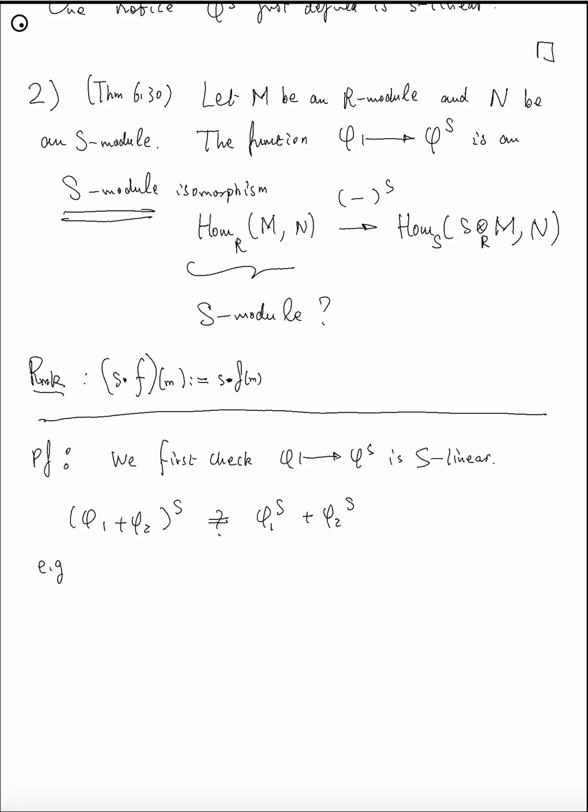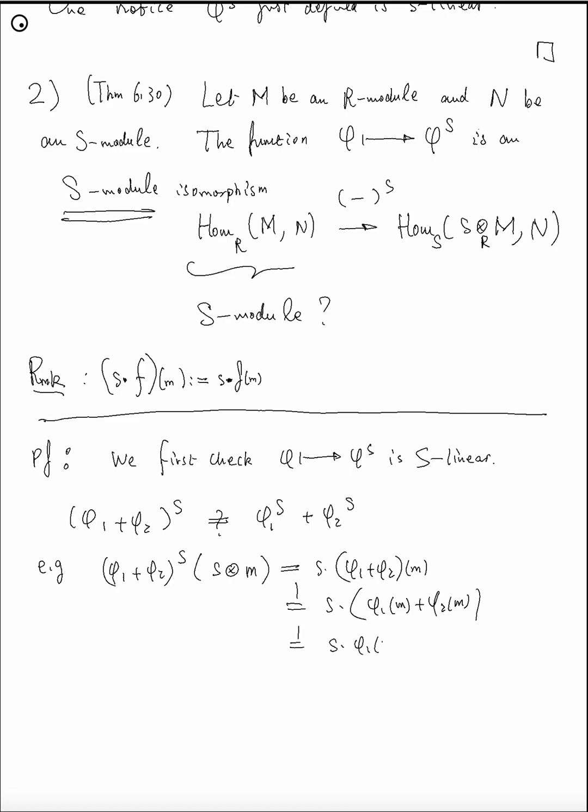What you do is both sides are just maps, so you check it on generating tensors, or elementary tensors. So this is by definition phi 1 plus phi 2 as a map. What is this map? This is phi 1 m plus phi 2 m, and by S. So this is exactly phi 1S on S tensor m plus phi 2S on S tensor m.